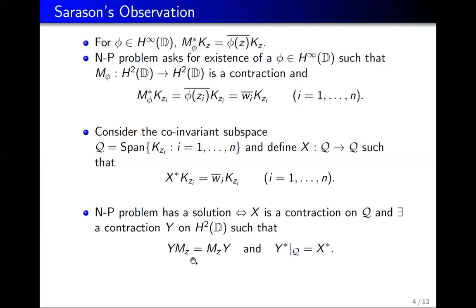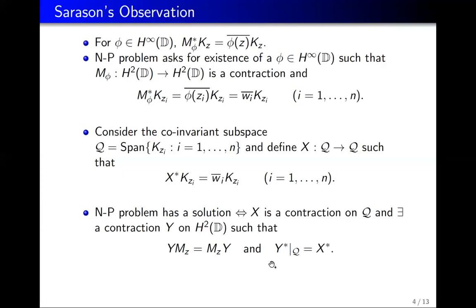So this identity here, or this commutation relation here, actually tells you that Y has to be of the form M sub phi, and Y being a contraction simply tells you that the infinity norm of phi is less than or equal to 1. And Y star being an extension of X star will tell you that this phi will interpolate the data, will take Zi to Wi. So therefore you are done. You'll get a phi which will interpolate the data.